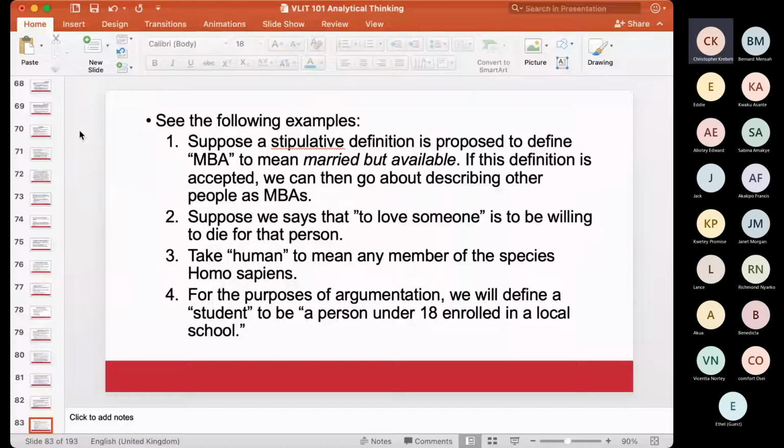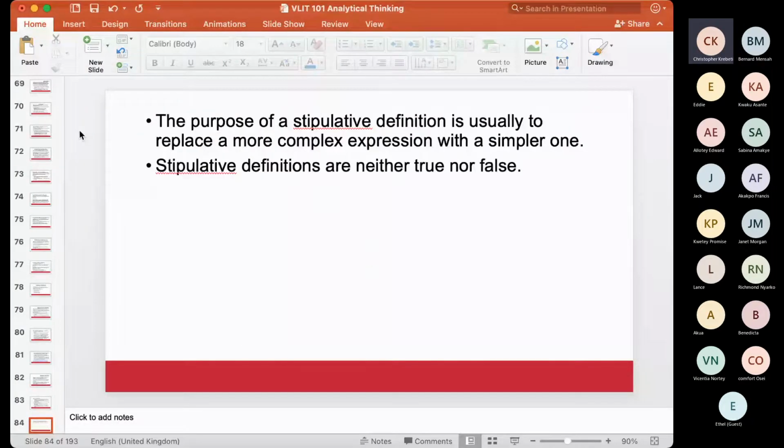Right. So this is what we talk about as stipulative definition. The purpose of stipulative definition is usually to replace a more complex expression with a simpler one. Stipulative definitions are neither true nor false. So if you come across a stipulative definition, you cannot say it is true or false because it is being prescribed for the first time.